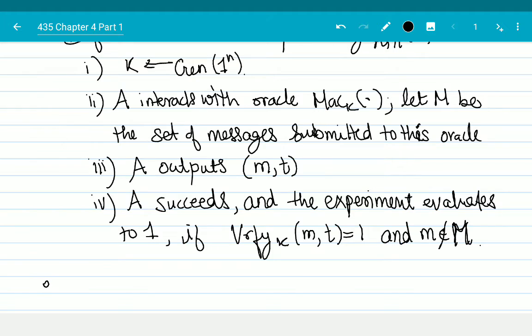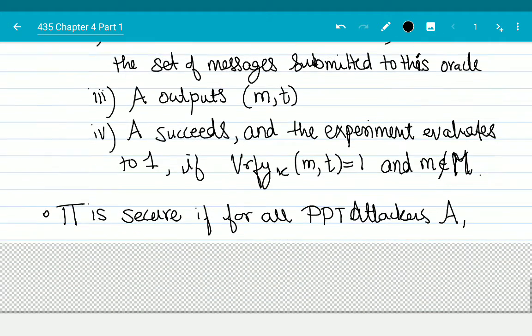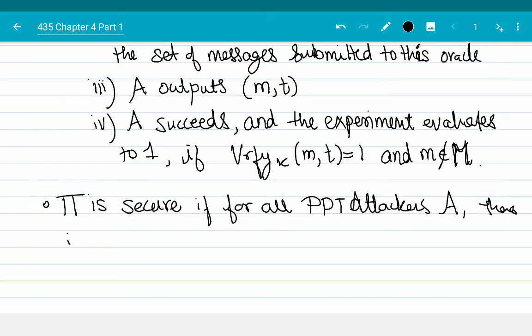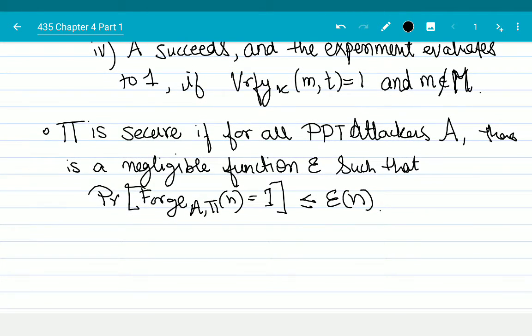And so what is the security definition? Π is secure if for all PPT attackers A, there is a negligible function epsilon such that the probability of the experiment succeeding, A Π of n is equal to 1, is smaller than or equal to epsilon of n. Okay? Well, that is my definition.